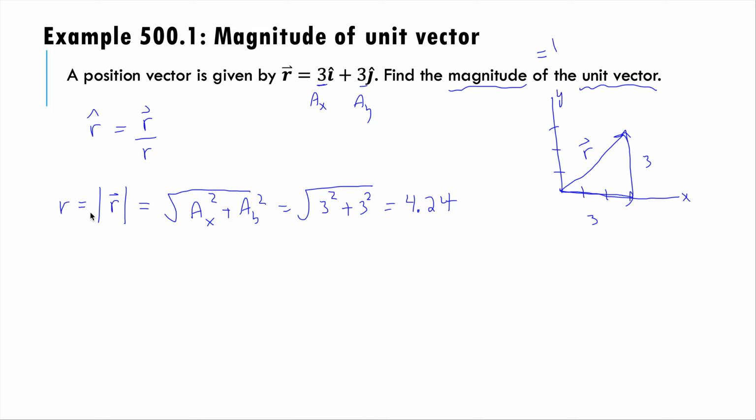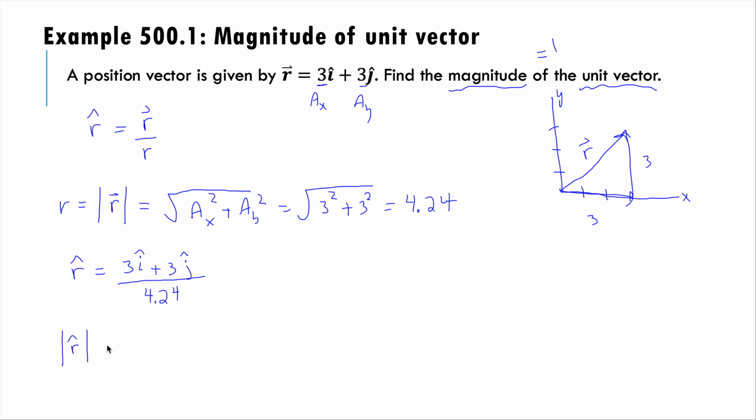So now that we have the magnitude of the vector and we were given the vector itself, now we can find the unit vector. The unit vector is going to be 3i hat plus 3j hat, the vector itself, divided by its magnitude, which is 4.24. Now we could divide each number by 4.24 and rewrite it that way. But what we're looking for here is the magnitude of the unit vector. Right, what is the magnitude of this vector?